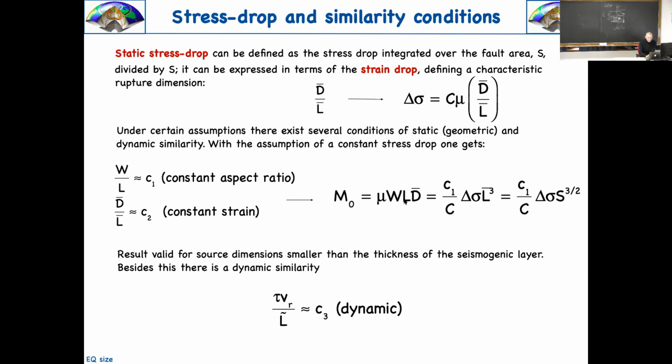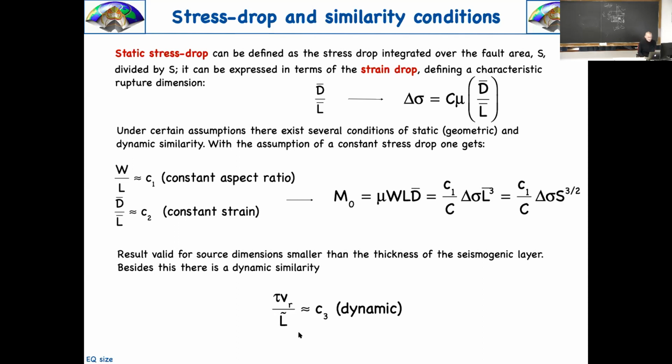With these two conditions, we can rewrite M0 in different ways. For example, like that, that's the basic definition. We can rewrite it as that or as that. So they were looking for power laws connecting M0 with something that could be measured, like the length of the fault or like the area of the fault. Okay. And then they said, what about the kinematics?